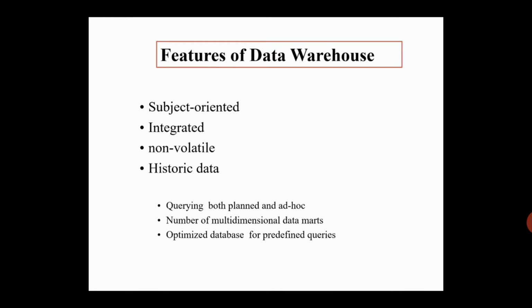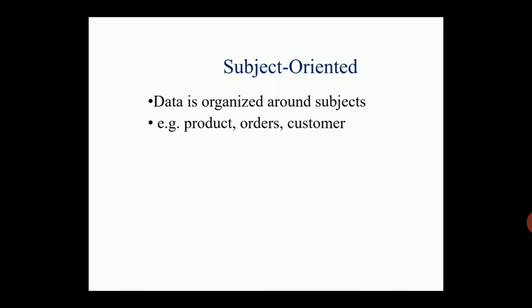Now we focus on the subject-oriented, integrated, and non-volatile features of the data warehouse. The first, subject-oriented. The data is organized around subjects. For example, we have the product: all the product details, product ID, product name, product price, product quantity. Another, orders, customers. All these are the subjects. The data is organized around these subjects in the data warehouse.